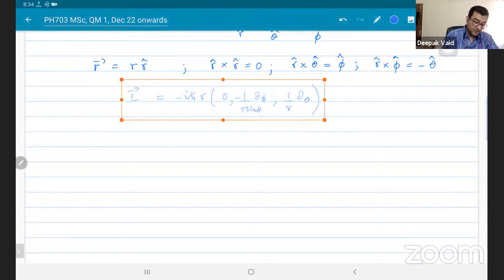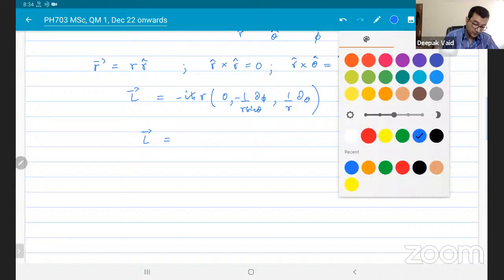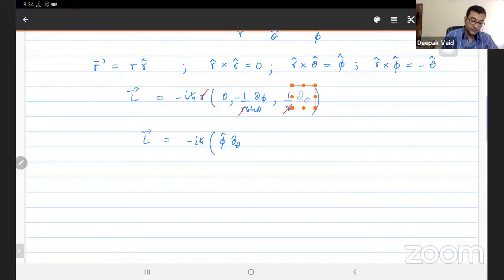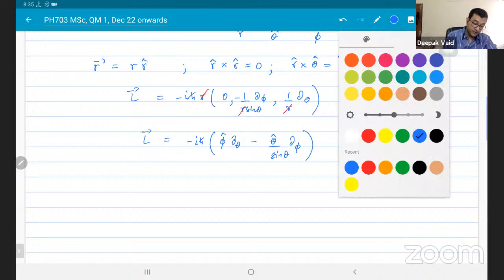So this is the angular momentum operator, and if you multiply out the factors of r, r will cancel out, and finally you can write this as minus i h bar, phi hat d/d theta, which is this component, minus theta hat by sine theta d/d phi. So this is your angular momentum operator in spherical coordinates.